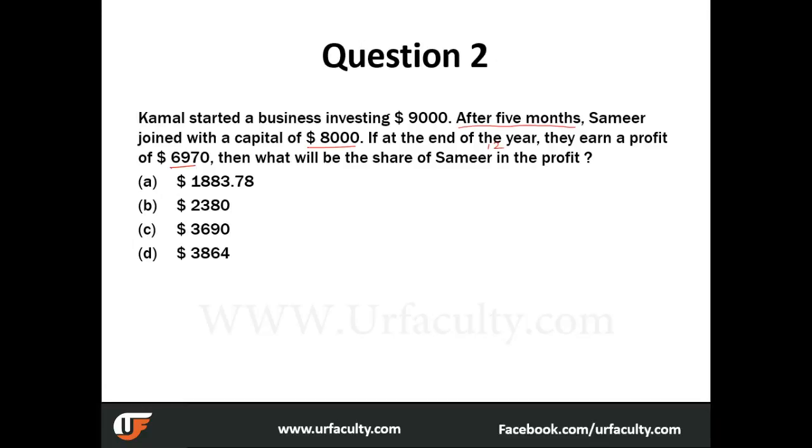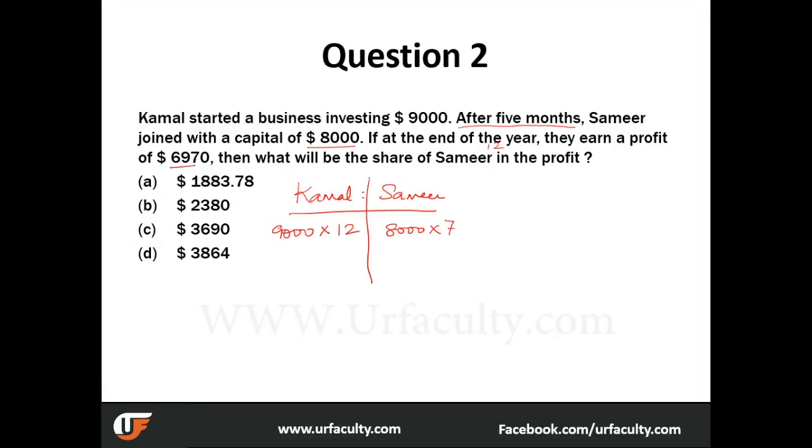Great. So this question takes into account both the investment and the tenure. Now, if I have to write the whole thing into a ratio format, Kamal is to Samir. We'll put ratios later on. How much did Kamal invest? Kamal invested 9,000. And how much did Samir invest? Samir invested 8,000. How long was Kamal in the business? 12 months, because he is the one who started it. How long was Samir in the business? Just for 7 months.